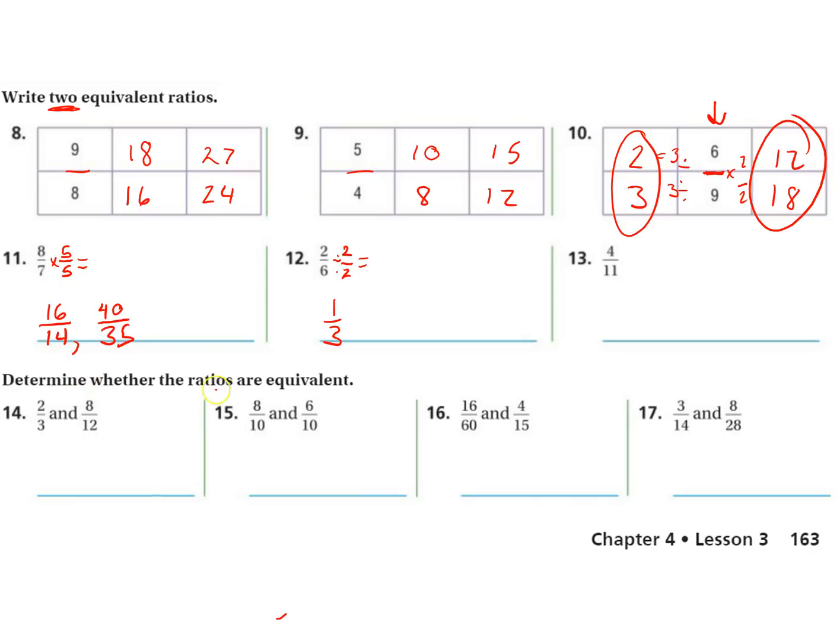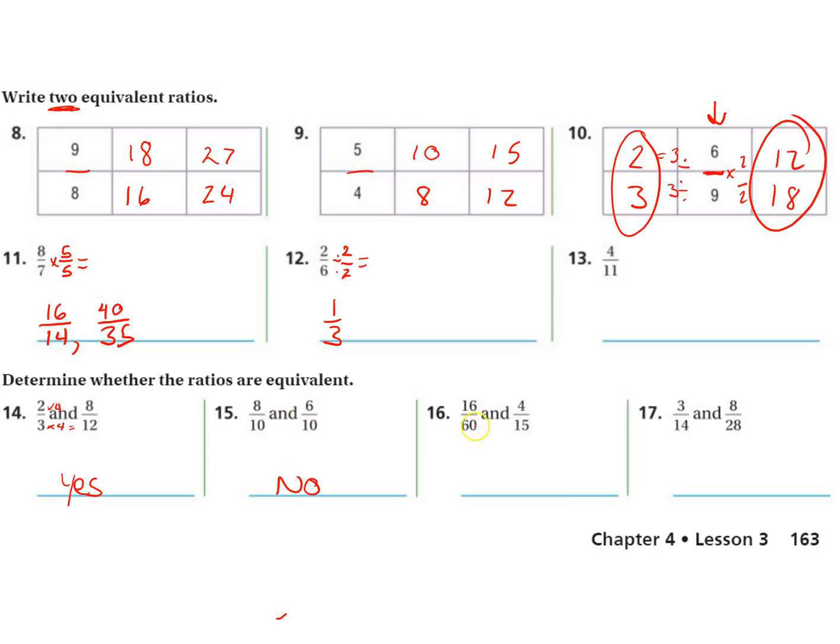All right, here, determine whether the ratios are equivalent. So we're just seeing, is there something I can multiply the numerator and the denominator by to get this? And remember, they have to be the same. So 3 times 4 will give me 12. Will 2 times 4 give me 8? Yes, it will. So, yes. Over here, they're both denominator of 10. Since they're already both a denominator of 10, we can see really quickly, no, those are not equivalent.